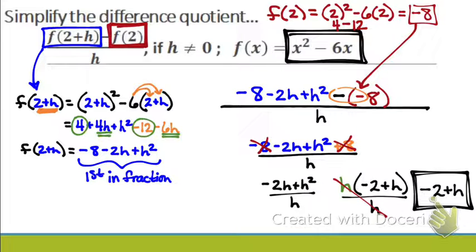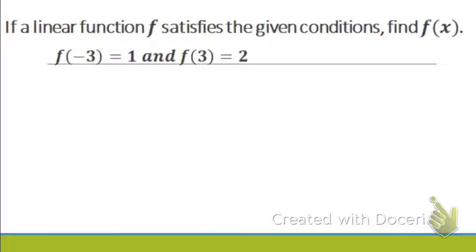All right, now to that one that was like the homework. I've got these two conditions. What kind of a function are we supposed to write a rule for? Linear. What's the easiest way you know of to write an equation for a linear function? y equals mx plus b.